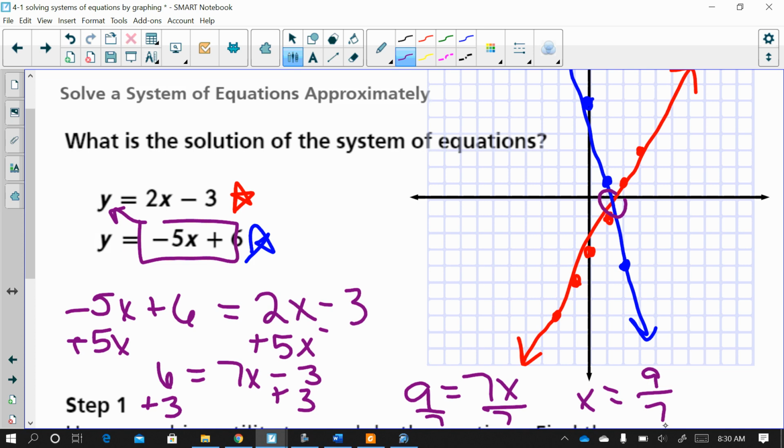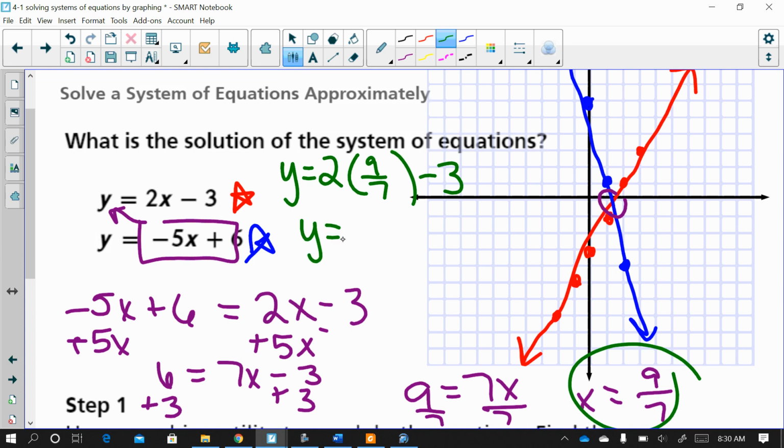To get y, I just take this value and plug it into x. So y equals 2 times 9 over 7 minus 3. This gives me y equals 18 over 7 minus 3. So this would turn into 21 over 7. So 18 minus 21 is negative 3, over 7. And if you throw those in a calculator, they will be equivalent to what we found. Big thing here, just graph it by hand and find where they cross, and give me your best guess. That's what it means to approximate.